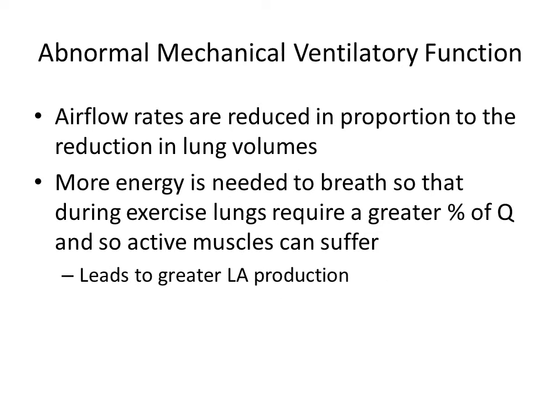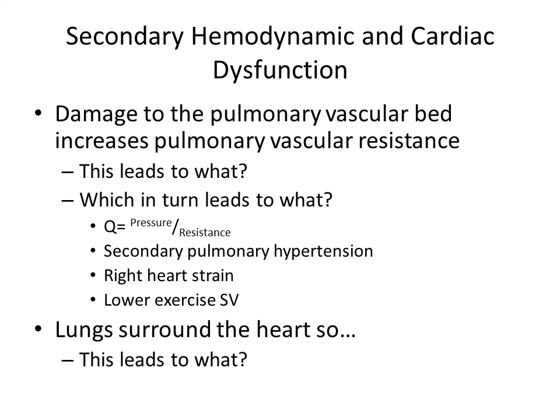So, abnormal mechanical ventilatory function. Airflow rates are reduced in proportion to the reduction in lung volumes. More energy is needed to breathe, so that during exercise, the lungs require a greater percentage of cardiac output, and so active muscles can suffer. This leads to greater lactic acid production and also hydrogen production, so increased acidity of the blood, which can make exercise and even physical activity pretty uncomfortable.